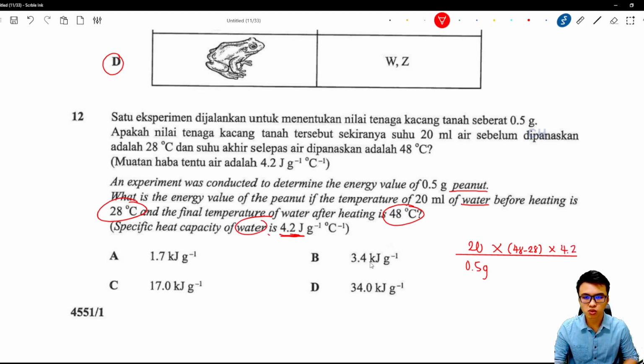If you guys want to convert it into kilojoule, you are going to divide it by 1000 as well. So here I press the calculator. The answer here should be 3.36. You round it off, the answer here should be B for question 12.